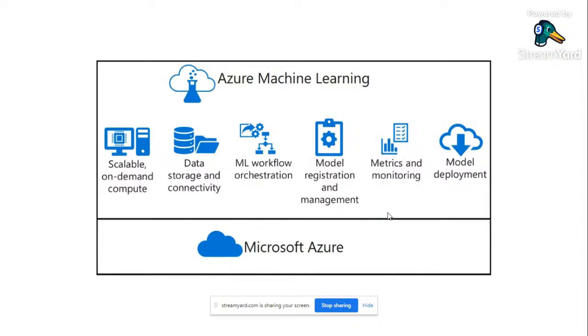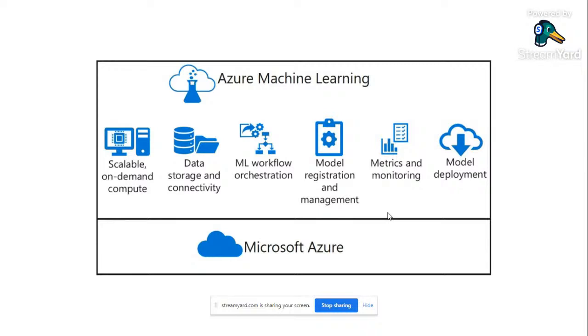So Azure offers scalable on-demand compute services, and the data is the core of a machine learning project. You have data services like storage account blob, data factory pipelines, data lake storage. So you have multiple options even in the data storage services to choose from.